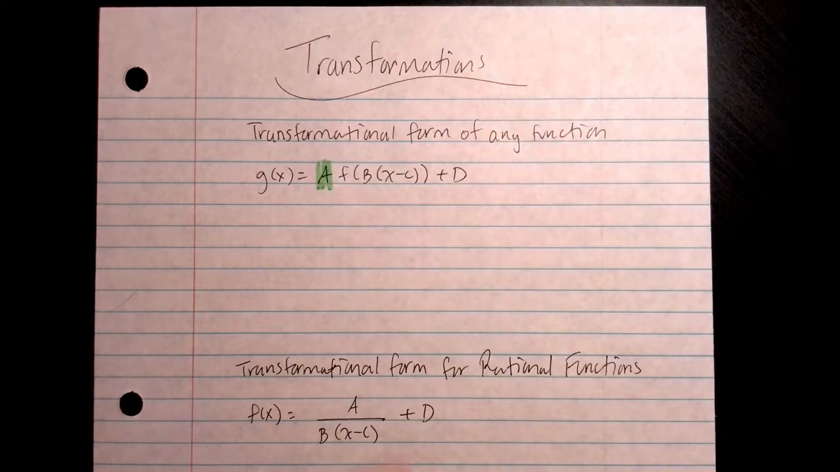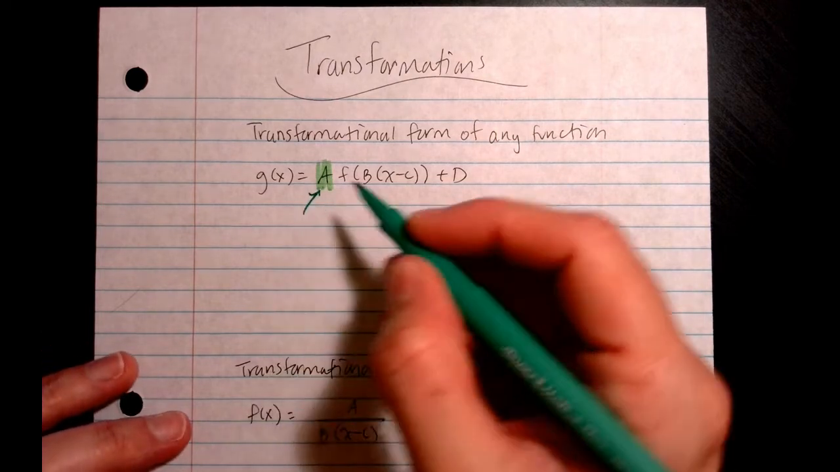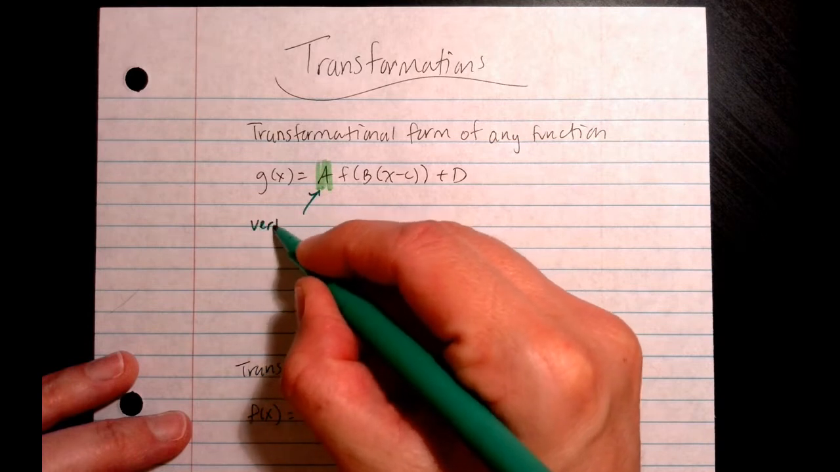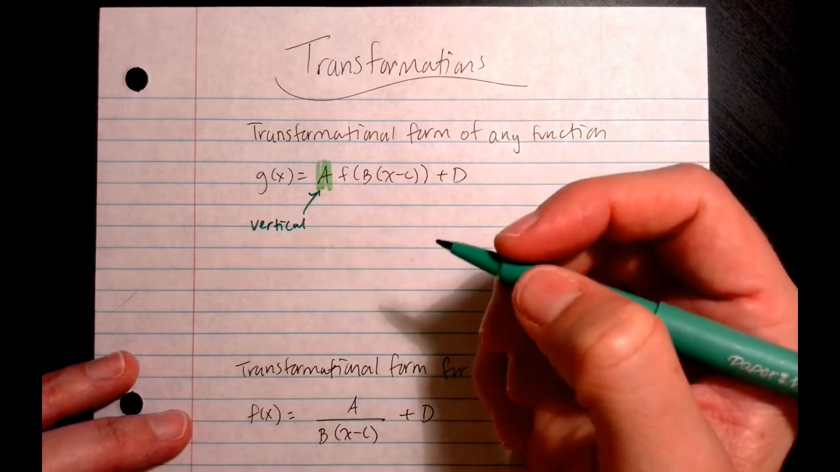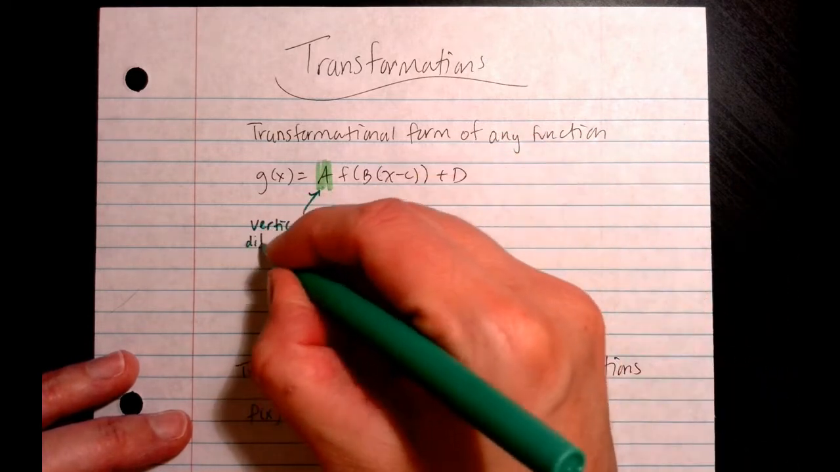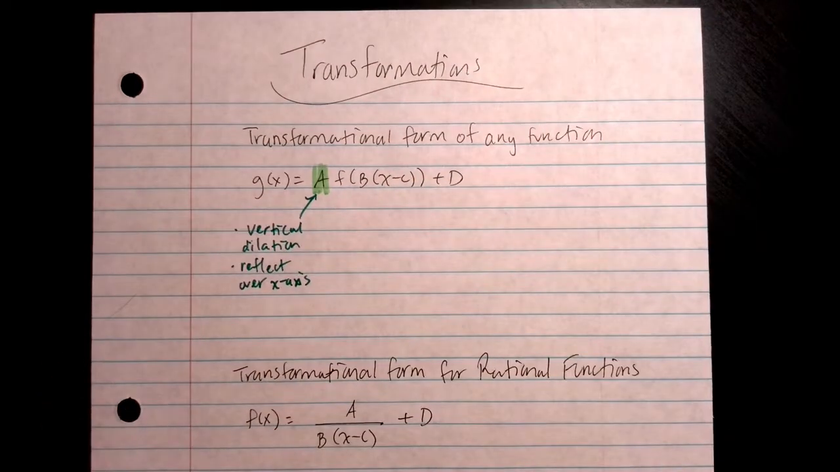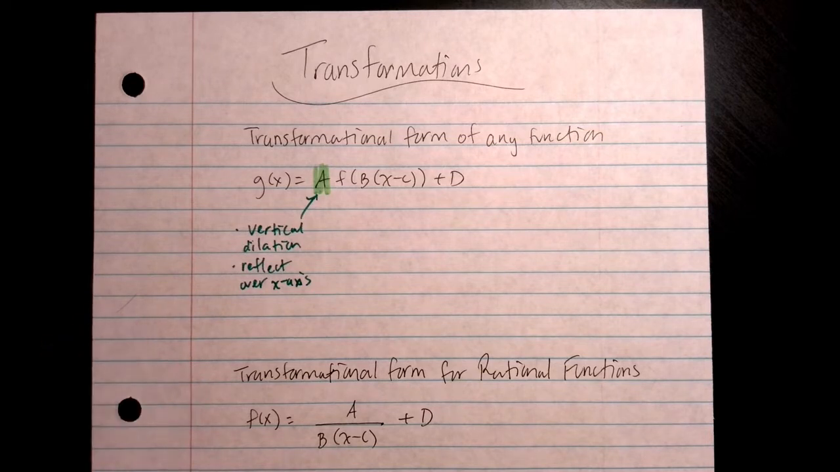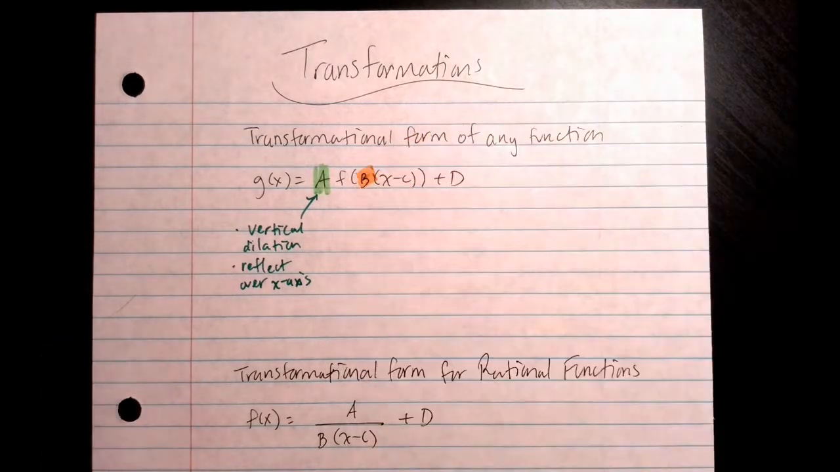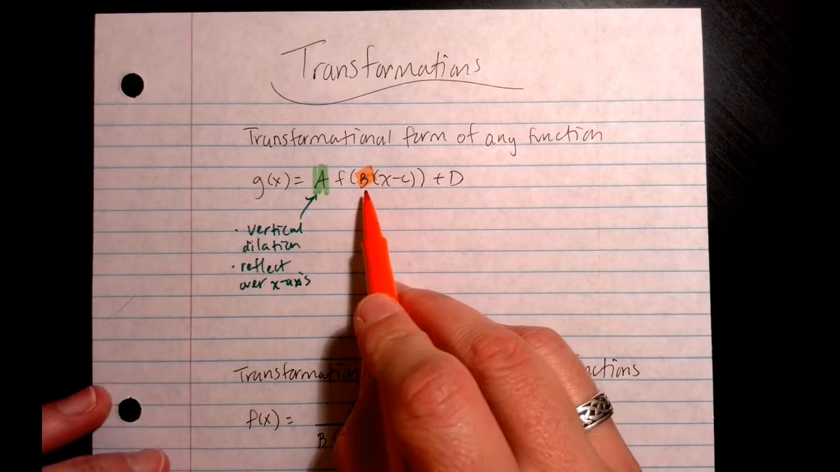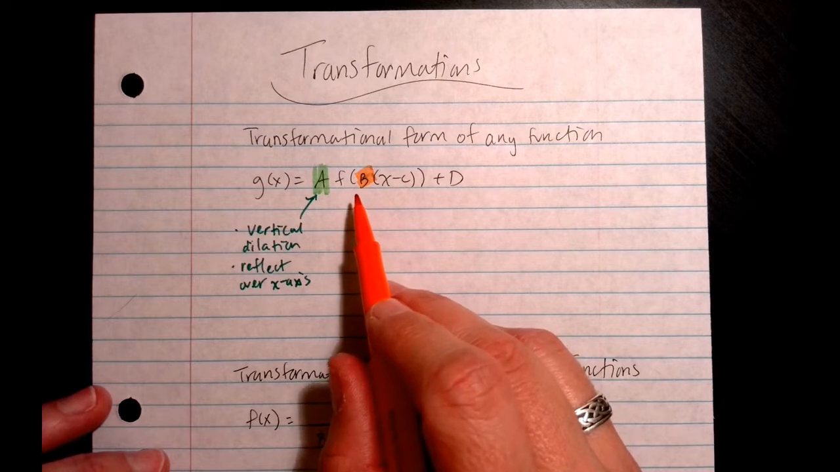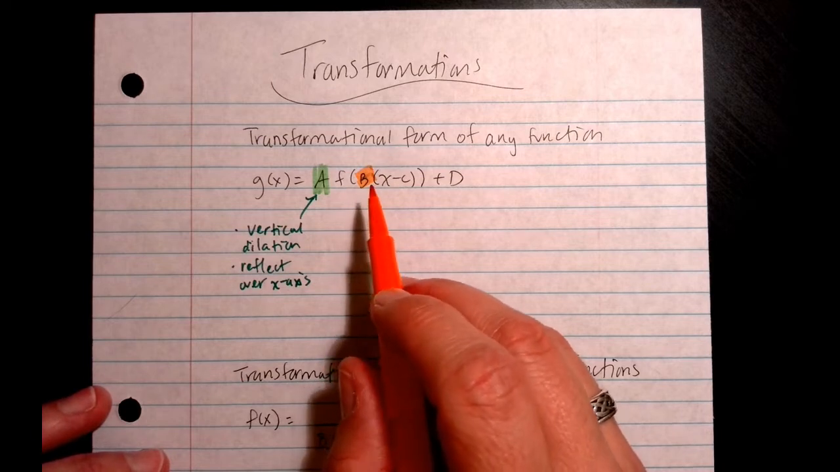This first one is the general form of transformations for any function family. So I'm going to quickly go through this. The A value is your vertical dilation or reflection over the x-axis. The next spot is the B value. The B location is essentially horizontal dilations, or it reflects over the y-axis.